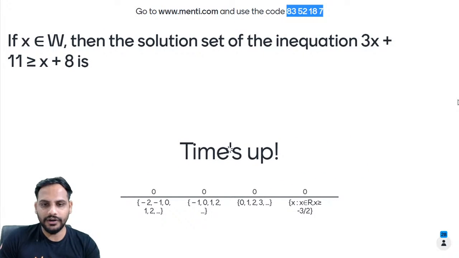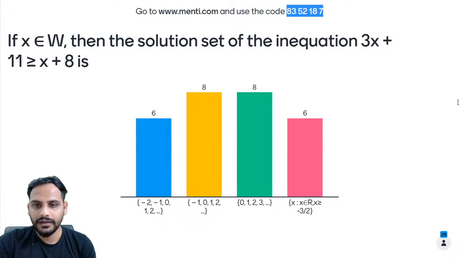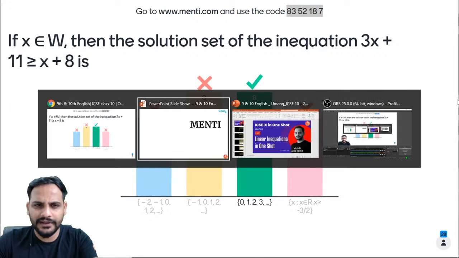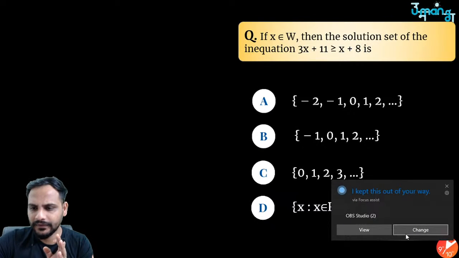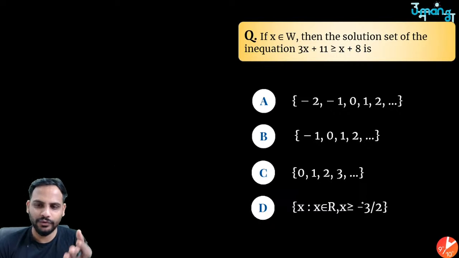Okay, so we have got the correct answer. Option C is your correct answer. See, if you use a simple thing here, they are saying x belongs to whole numbers. So I know the solution set must be whole numbers. Obviously option A and option B are wrong. Option D is also wrong because there you are not getting whole numbers: minus 2, minus 1, minus 3 by 2 are not whole numbers. So only option C is left.